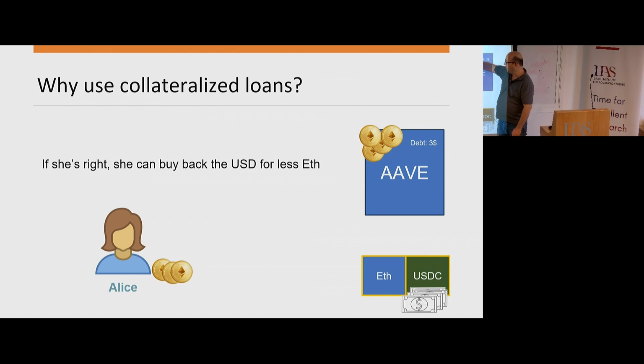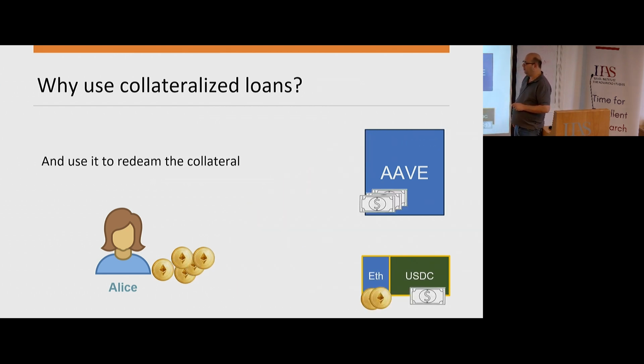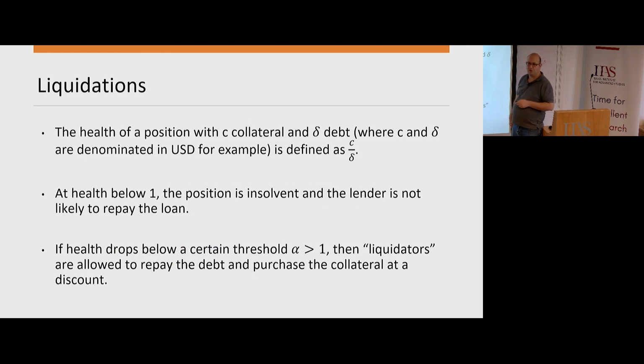If she's wrong, Aave is going to actually liquidate her position, and she's left with less money than she started, which was 4 coins, right? So she can bet against something. So now we have short positions over things with this collateralized lending platform.